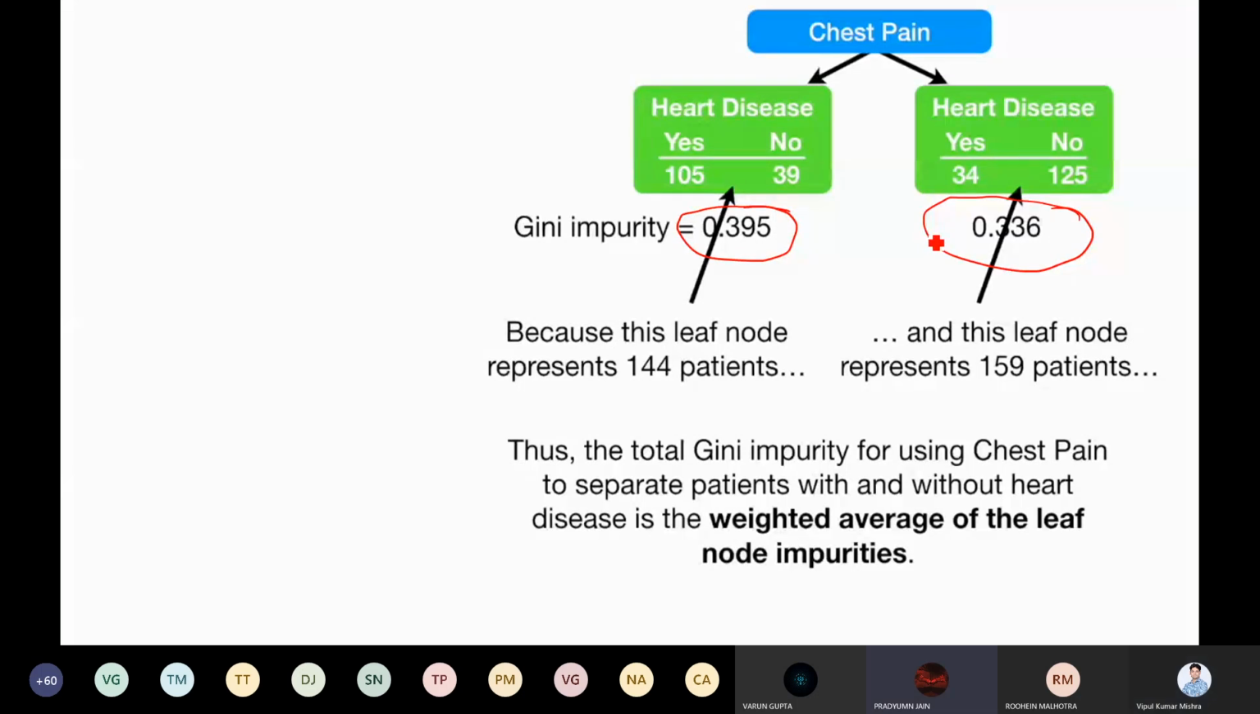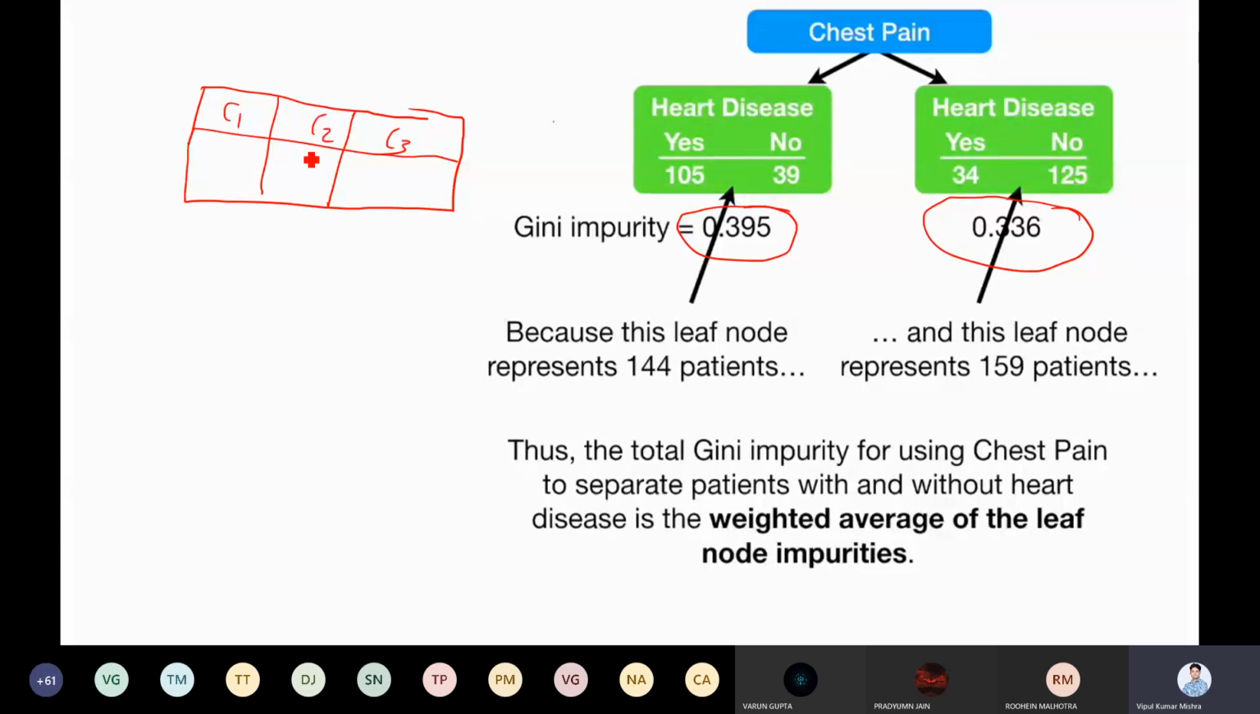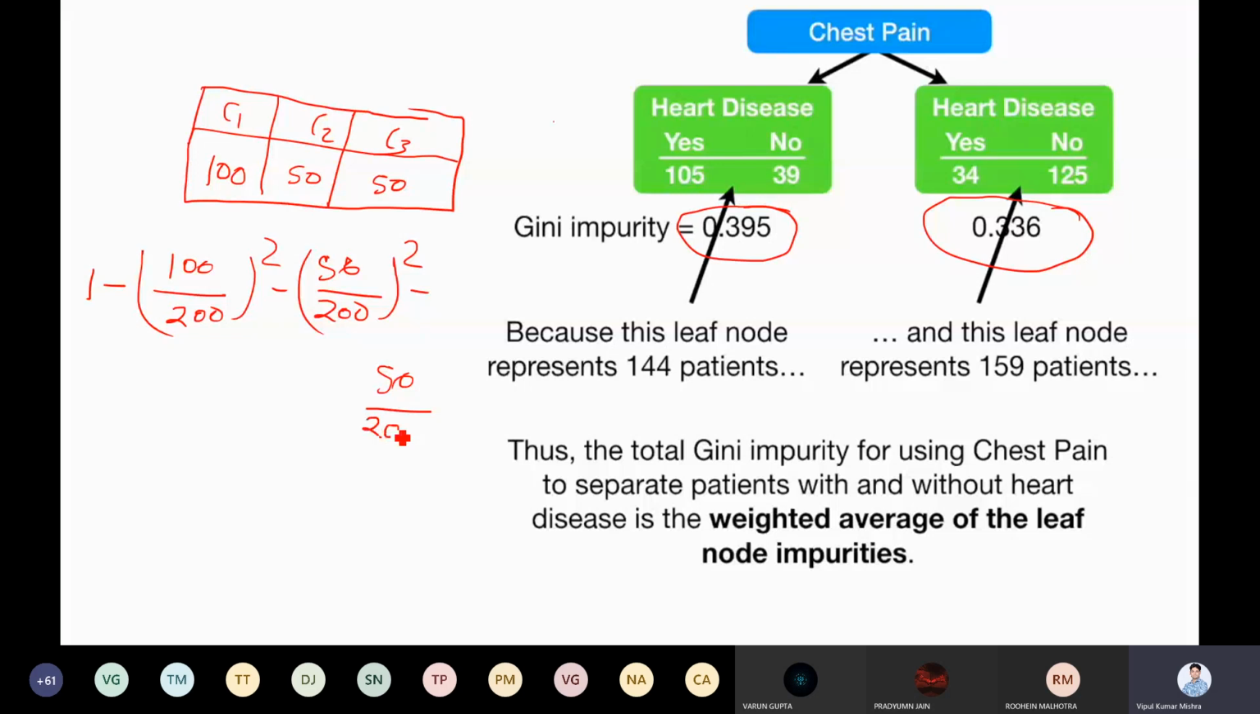Multi-class will work in a similar way, yes. Instead of saying yes or no, suppose you have multi-class, say three classes C1, C2, C3, with counts 100, 50, 50. Then how will you compute the Gini score? 1 minus (100 divided by 200 total) squared, minus (50 divided by 200) squared, minus (50 divided by 200) squared.